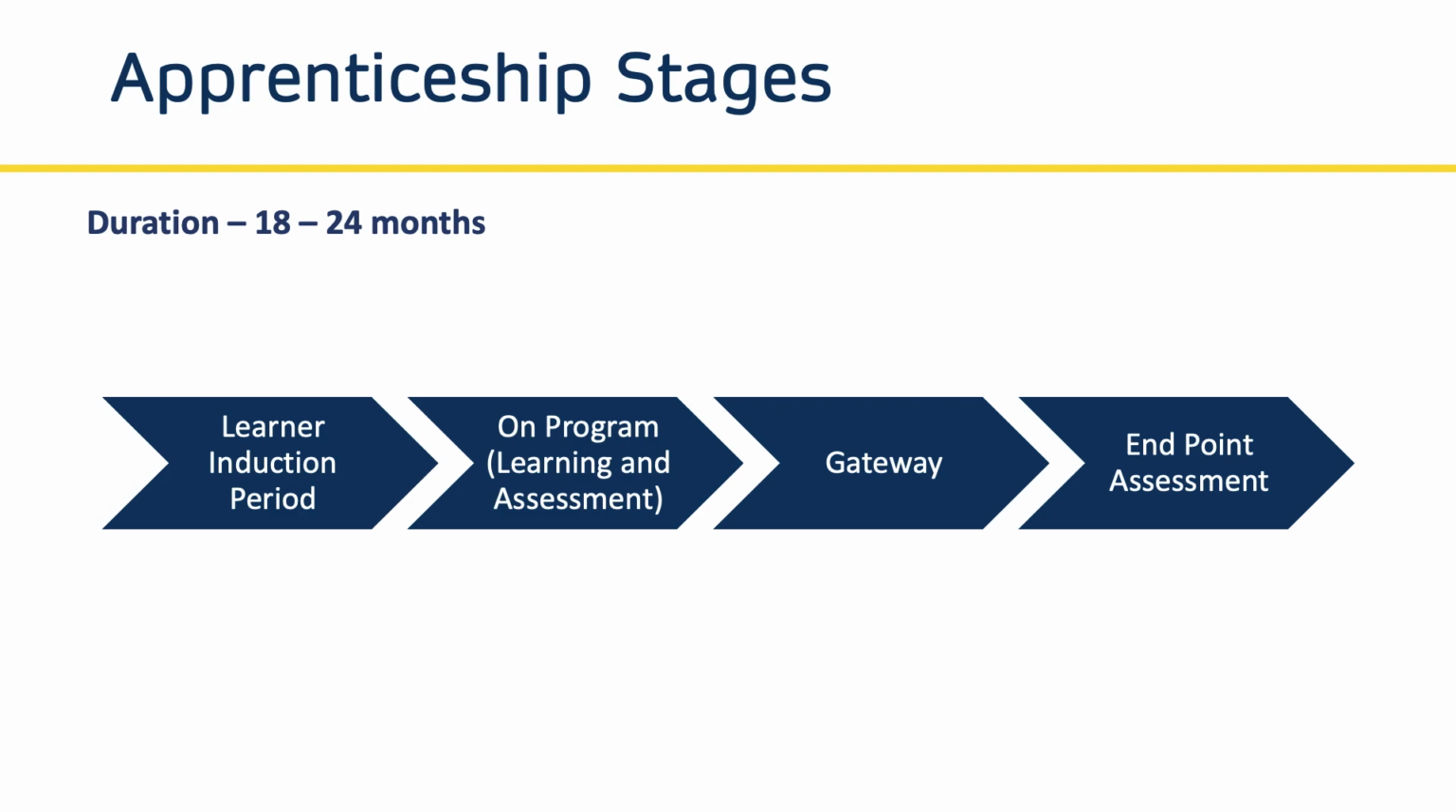There are a few different stages to the apprenticeship. So the first one is the learner induction period, so this is enrolment and planning. You've then got the on-programme stage. Sometimes this stage is called the learning and assessment stage, and it is the longest stage of your apprenticeship. You then move on to gateway, which is a check to ensure that you're ready to complete your endpoint assessment. And then the final stage is the endpoint assessment, and it's in this stage that you complete all of your assessments which go towards calculating the grade for this qualification.